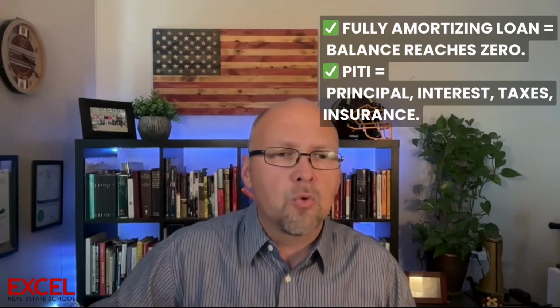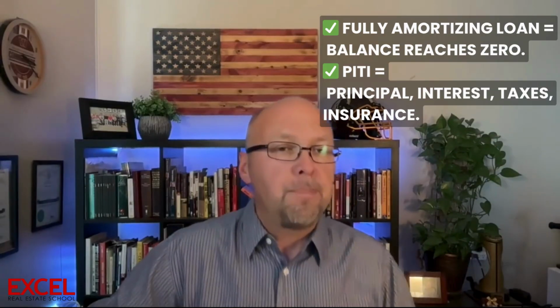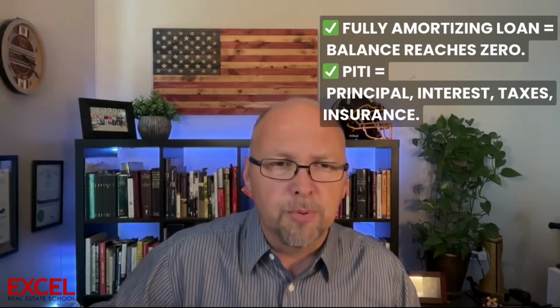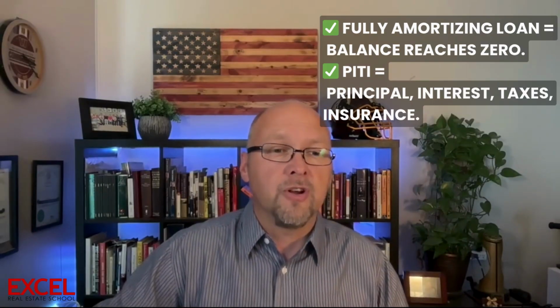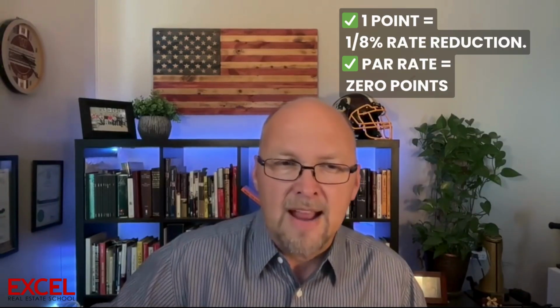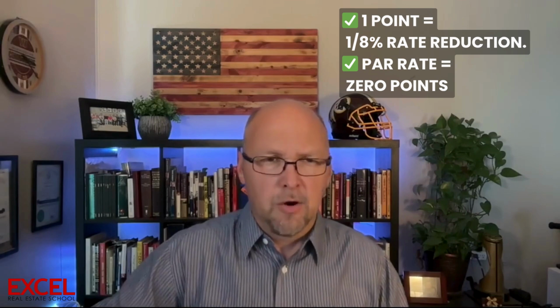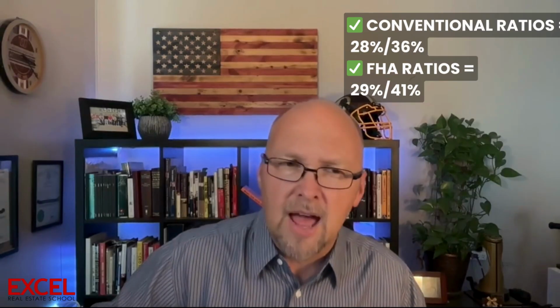So let's jump in. Fully amortizing loan equals balance reaches 0. PITI equals principal, interest, taxes, insurance. Equity equals value minus debt. Discount points, 1% of loan amount. 1 point, 1/8 of rate reduction. Par rate, 0 points. Conventional ratios, 28%, 36%. FHA ratios, 29%, 41%. Promissory note, the IOU.